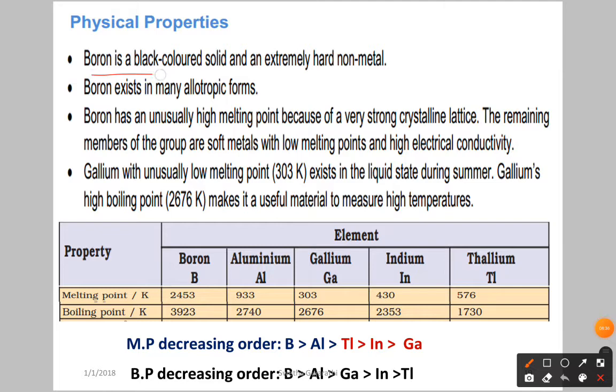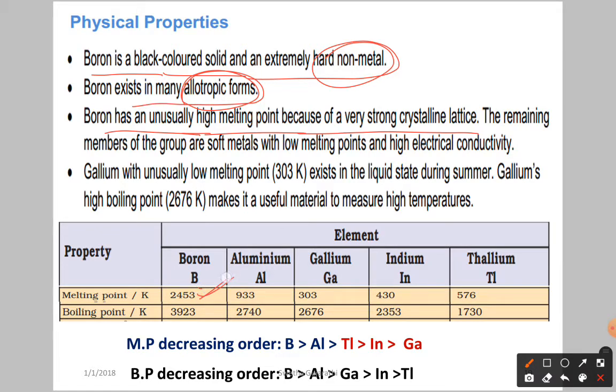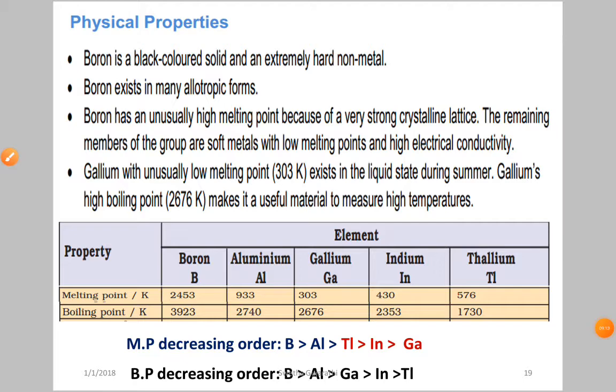Now boron is black colored, it's a solid, and it is an extremely hard non-metal, as we already discussed. It exists in many allotropic forms. Allotropes are forms with the same chemical properties but different physical properties. Boron unusually has a high melting point because of its very strong crystal lattice. Once the crystal lattice is strong, we need high energy, so the melting point is high.